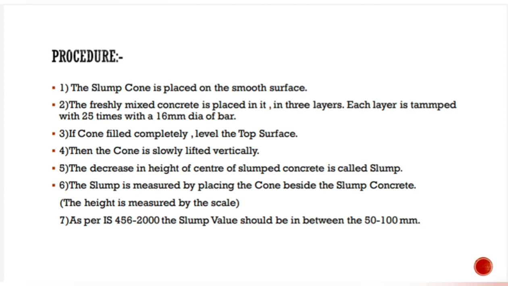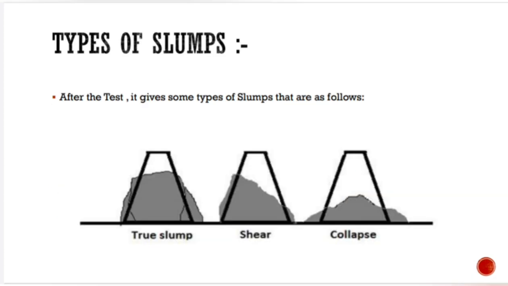The decrease in height of the center of the slumped concrete is called the slump. The slump is measured by placing the cone beside the slumped concrete. The height is measured by the scale. As per IS 456-2000, the slump value should be between 50 to 100 mm. After the test, we can observe 3 to 4 types of slumps. First, true slump, second, shear slump, collapse slump, and zero slump.